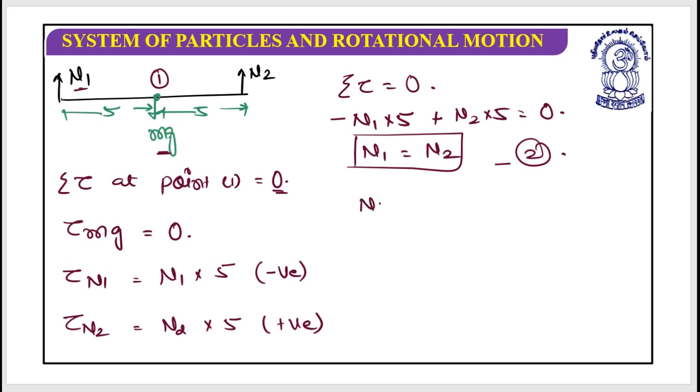Now I have the first relation, which was N1 plus N2 equals 100. So this is 2N equals 100, and N equals 50 newton. Yes, this N1, or I should say N2, equals 50 newton. I hope this is clear. Can you calculate it on your own? Are you sure? Let's have a look then.